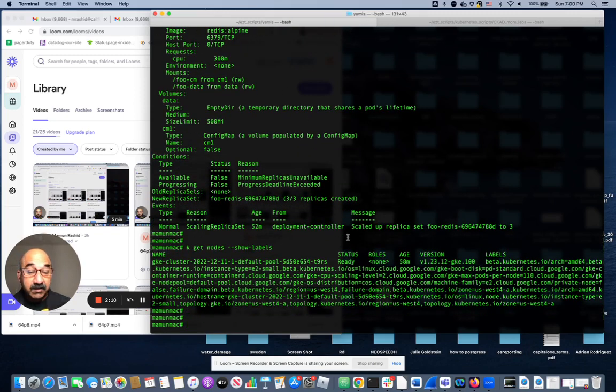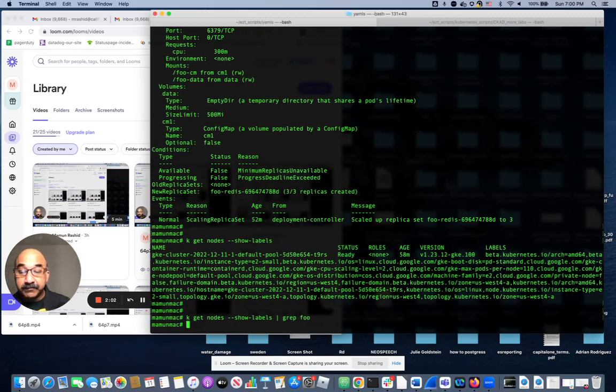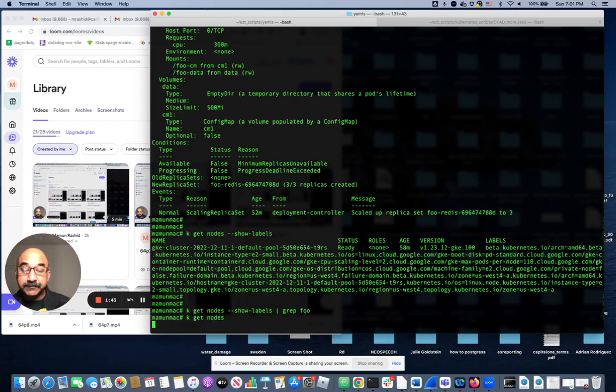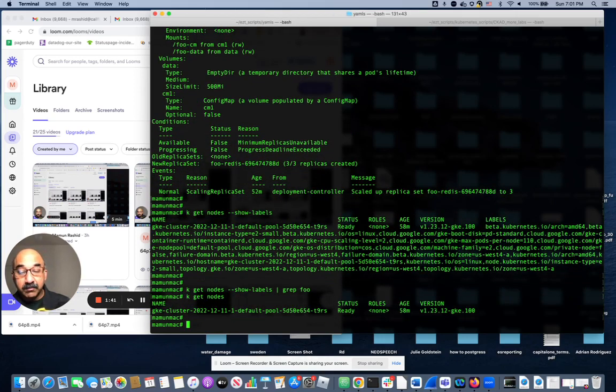And there's a lot of labels, but if you look closely, there is no foo here. So let's see, get foo. Nothing. So that means that this node didn't have the right label. So let's do this. Let's label the node, and this is the cluster name. I like the node name. All right, so let's get the node name first. Okay, get nodes. Only 1 node available.